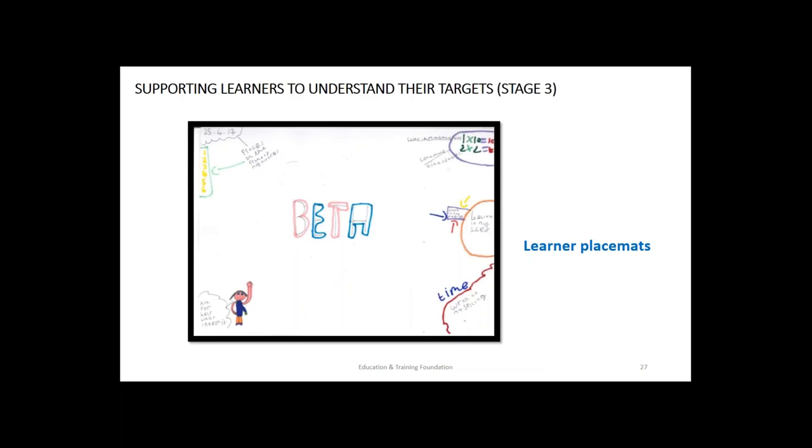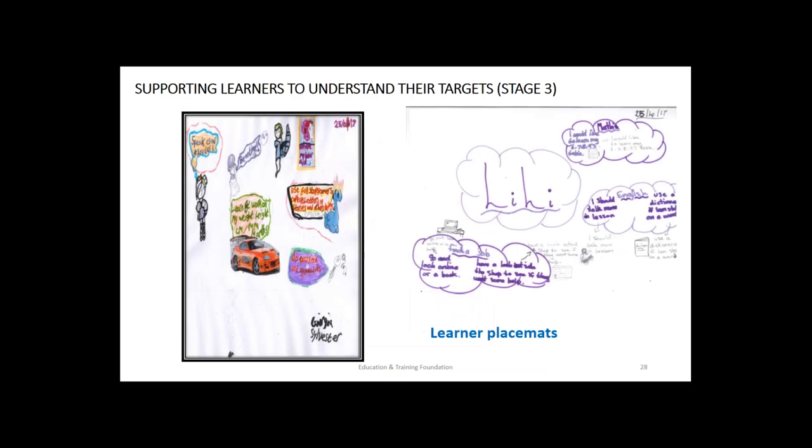This particular group wanted to do placemats. Some of the artwork is obviously their own. And so on a piece of A4 paper, they write their targets, do a bit of artwork, write their name, and then we laminate this. They get these out at the beginning of every lesson and put them on the desk for us to see. So again, it prompts us of what their targets are.